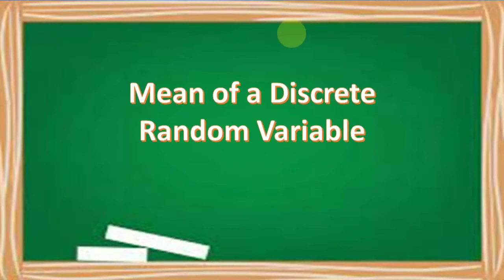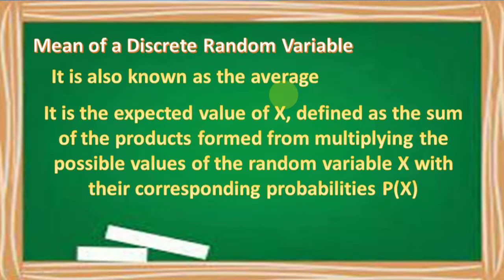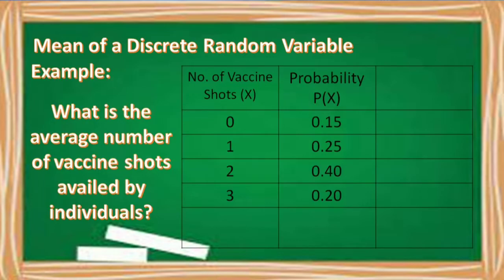Let us discuss the mean of a discrete random variable. The mean of a discrete random variable is also known as the average. It is the expected value of x, defined as the sum of the products formed from multiplying the possible values of the random variable x with their corresponding probabilities, or p of x.